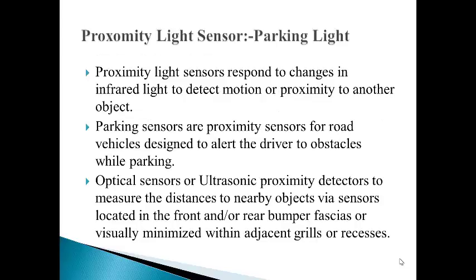Proximity light sensor. Proximity light sensors are used for the parking of vehicles. Proximity light sensors respond to the change in infrared light to detect the motion or proximity of another object. Parking sensors are important for safe parking. They help the vehicle avoid bumping into obstacles while parking.